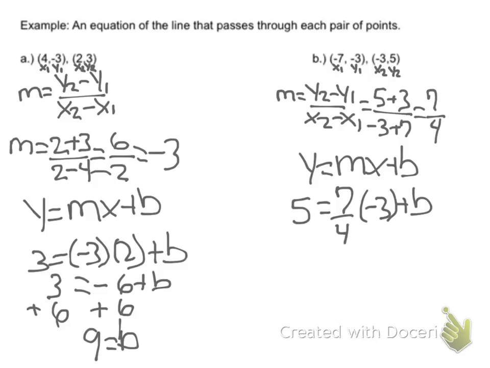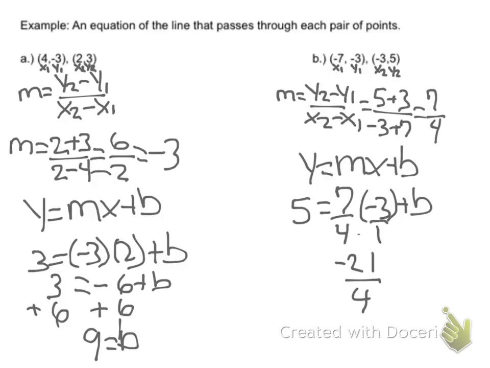Okay, so now we have 7 over 4. Now you want to multiply that together, so do over 1. So 7 times negative 3 is negative 21 over 4.